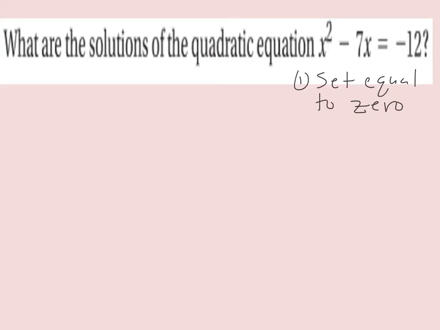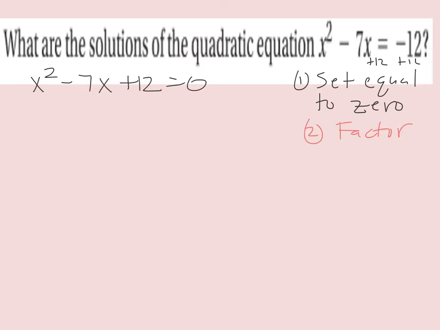This one is the same process, except there's just one more step. My first step here is to set this equal to 0. So if I set this equal to 0, I still have my x squared minus 7x. And then to move the 12 over, I have to add 12 to both sides of the equation. So I'm going to have plus 12 is equal to 0.